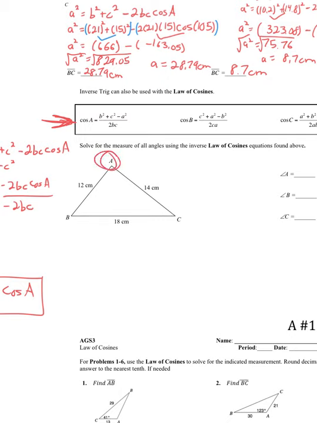Since we already have that one, we just showed how to do it. If I'm looking for A, I'm going to say cosine of A equals, and then we're going to use the side lengths B and C. I'm just going to put them in quotations here. This is side length B, side length C, and side length A. So it's going to be B squared, so 14 squared, plus C squared, 12 squared, minus A squared, 18 squared, all over 2 times B times C.